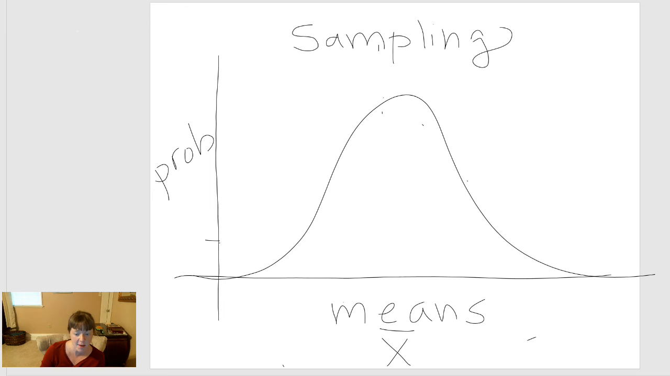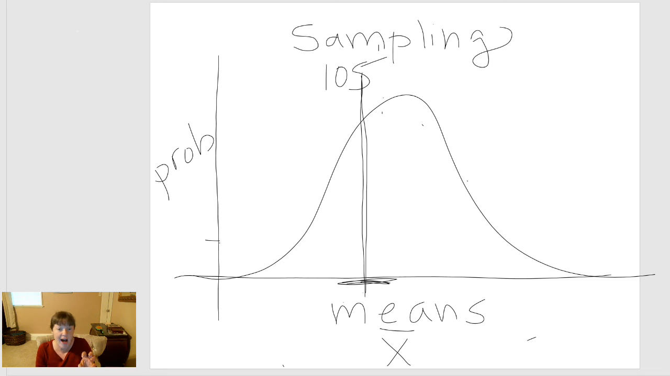And if I identify a number on this, let's say this is 105. This line here would be 105 on the graph, right? Down here would be the number 105. That 105 isn't someone's score. That 105 is the average for one of your samples. And so each number down here on the number line is going to represent an average for one of your samples.